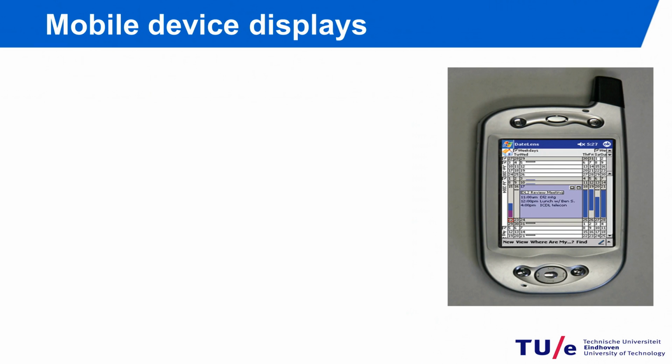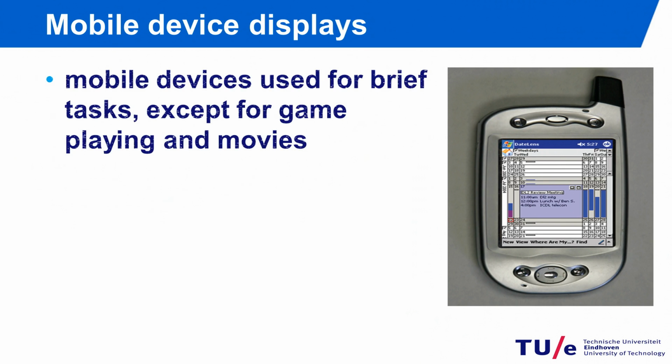Mobile device displays are especially challenging because of their small size. We typically use them only for very brief tasks, like sending a message. Sometimes we want to use them for playing a game or watching a movie, but that's mostly when we don't have access to a better, larger display. Watching a movie on a phone doesn't really give you the same user experience as being in a movie theater.